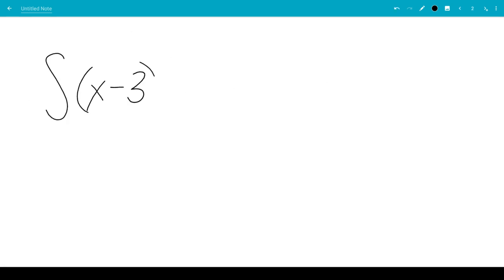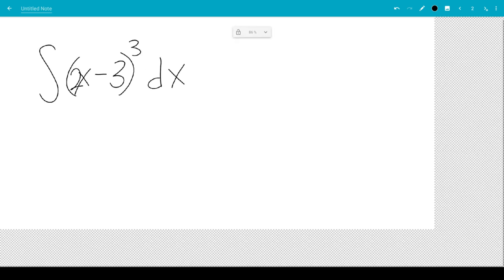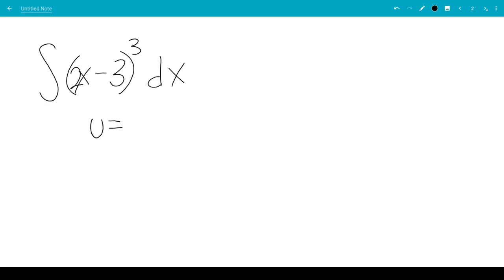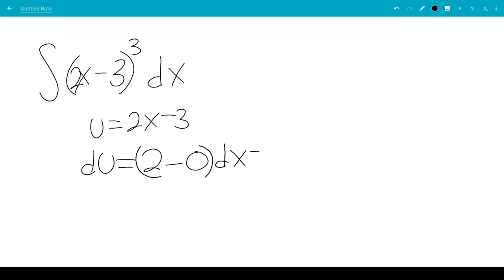So let's do an example. You have the integral of 2x minus 3 cubed dx. So we'll let u equal 2x minus 3. Then du equals 2 dx. You can do 2 minus 0 dx, which would just be 2 dx, so you can skip to this part. And we want to get dx by itself, so we can divide by 2. So we get dx equals du over 2.